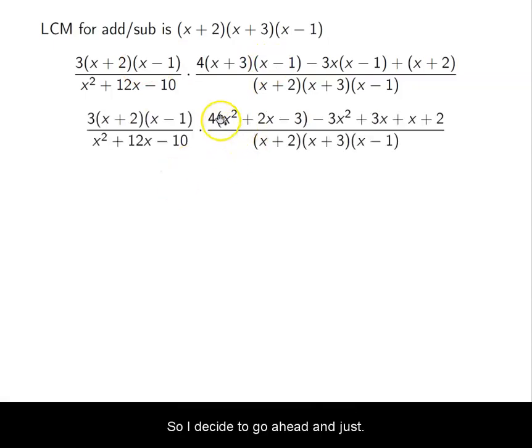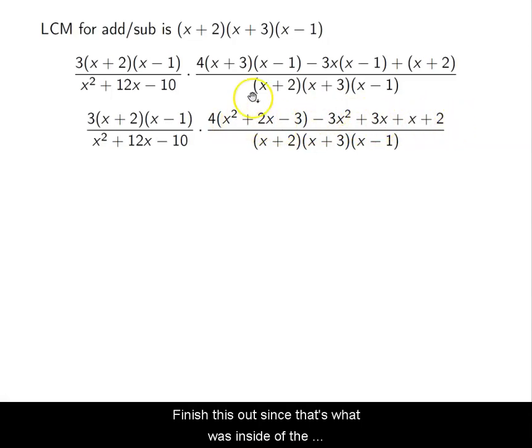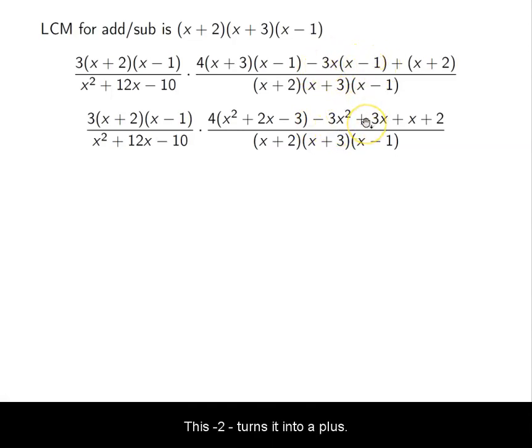So I decide to go ahead and just finish this out since that's what was inside of the parentheses. I just want to kind of knock it out, right? So I expand this term, right? So that's an x squared plus 2x, because 3 minus 1 is a 2x, and then a minus 3. Here the negative 3x distributed across, so you got the minus 3x squared. This minus and minus turns it into a plus, okay? And then this doesn't do anything, so it's x plus 2.